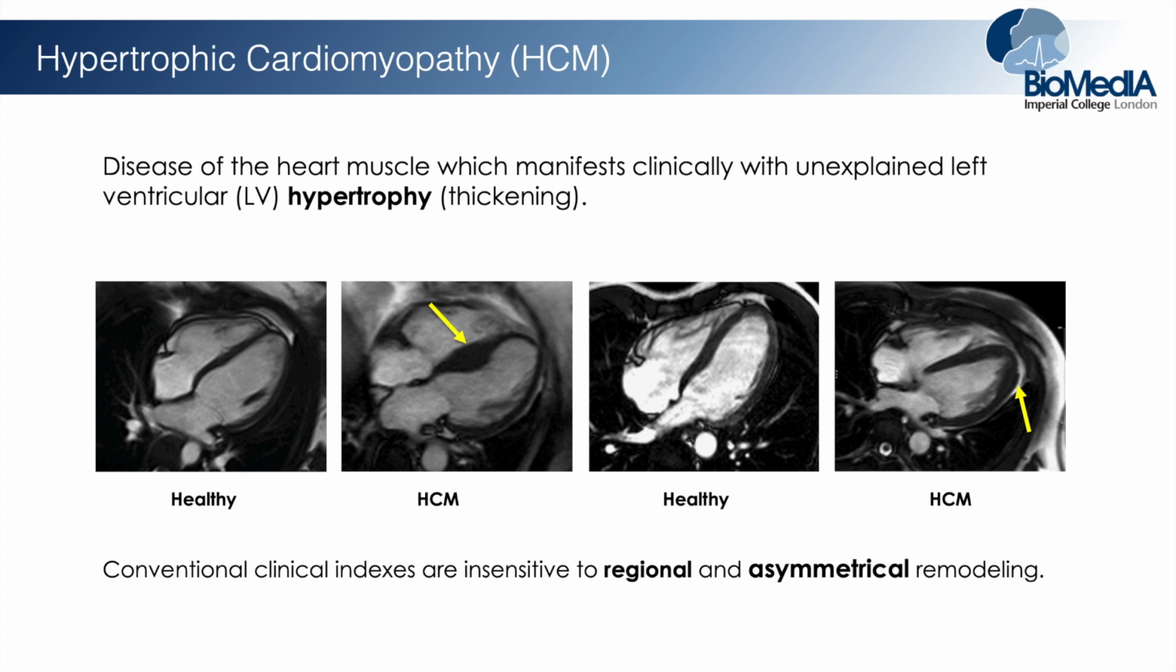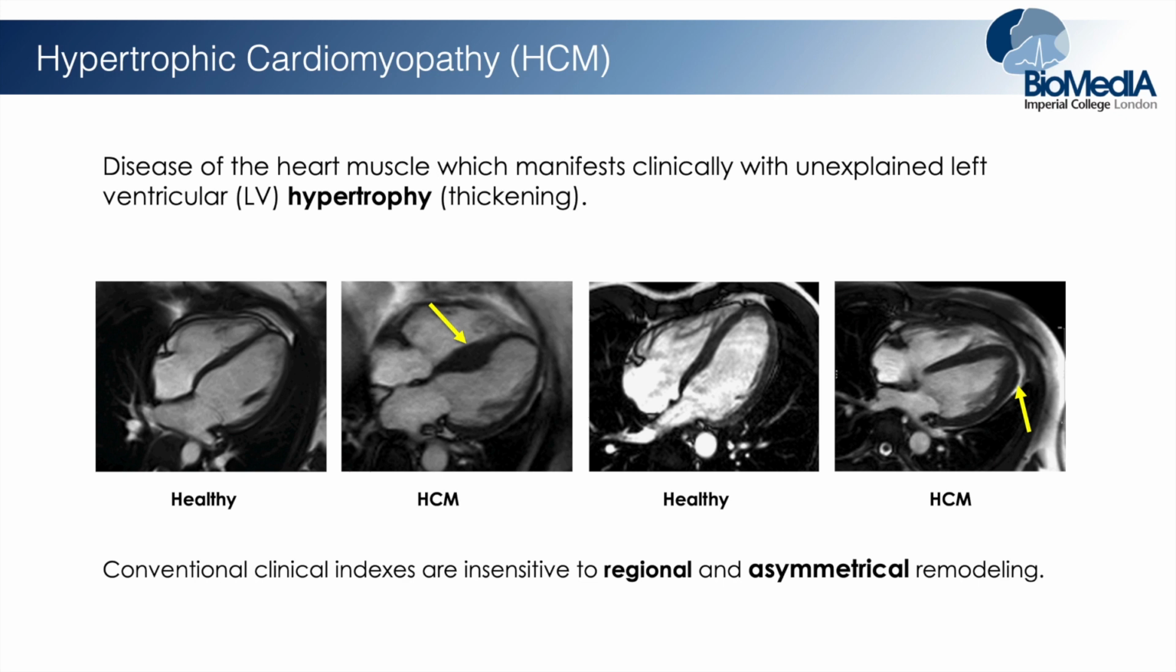So hypertrophic cardiomyopathy is a disease of the heart muscle that consists of unexplained left ventricular hypertrophy, so thickening of the left ventricle. And as you can see pointed by the yellow arrows, this remodeling happens usually regionally and tendentially with an asymmetric pattern of remodeling. Therefore, standard conventional metrics are not optimal to diagnose this condition.